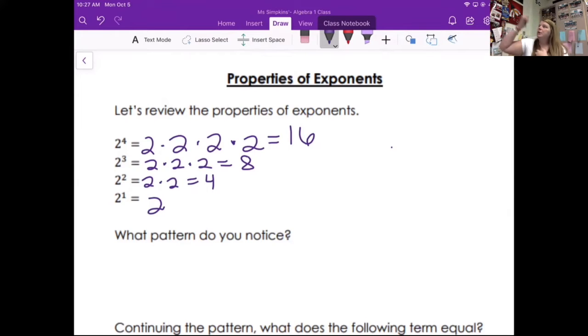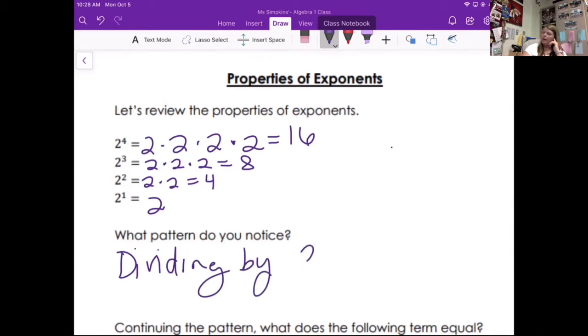So what do you notice? What's happening to my answers? I went from 16 to 8 to 4 and then to 2. What's happening each time to my answers? Yeah, Kendrick. It's divided by 2. We're dividing by 2. So we are dividing by 2 every single time. You could also say splitting in half. That's the same thing as dividing by 2.